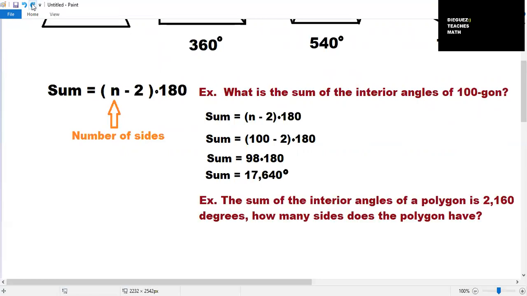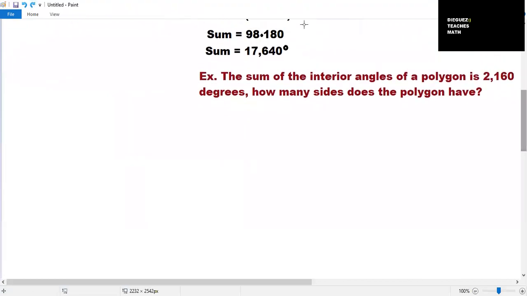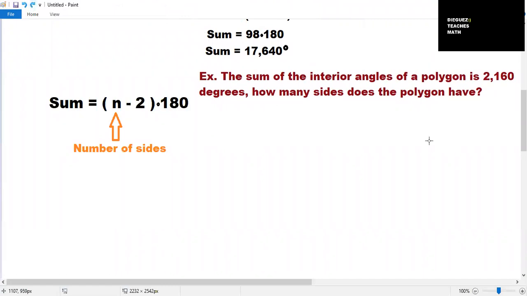Moving on to a little bit more difficult example. Now we are given the sum of the interior angles of a polygon is 2,160. We are looking for how many sides. So we have the sum, but we don't have this part. Okay, so again, the sum was 2,160, and I didn't know how many sides, so I left the n there.